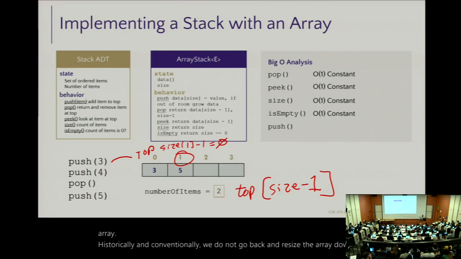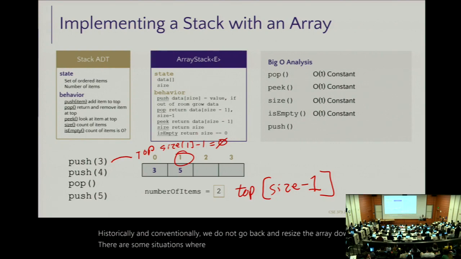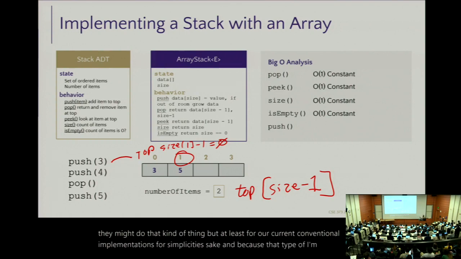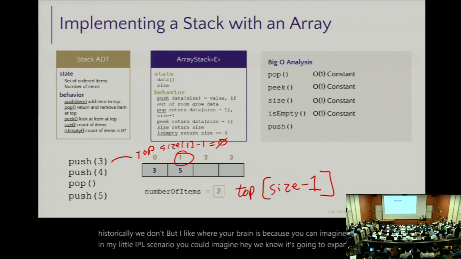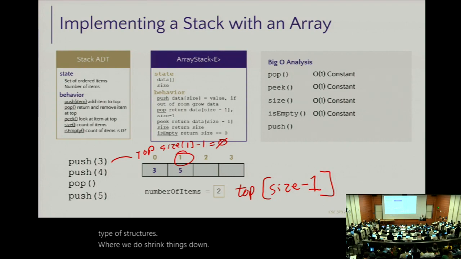There are some situations where they expect massive fluctuations and they might do that kind of thing. But for our current conventional implementations, for simplicity's sake, and because shrinking down is so rare in comparison to needing to grow, historically we don't. But I like where your brain is at. In my IPL scenario, you could imagine that when we know it's going to shrink down, maybe we add some type of structure where we do shrink things down. Conventionally, no, but you can put that to your advantage if you understand how things function. Other questions about this?